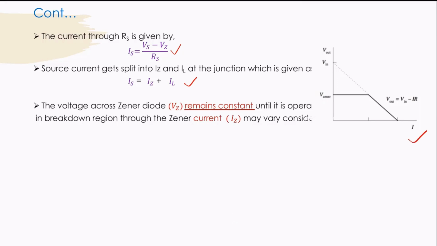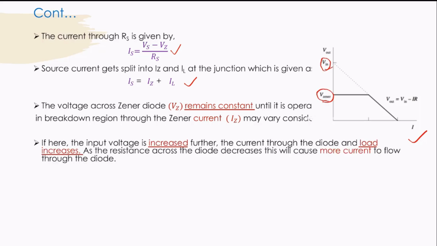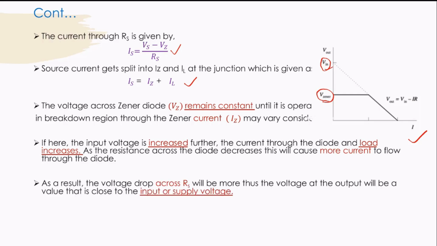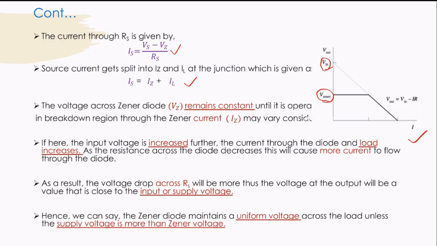Now if you see here, this is the VI characteristics of the Zener diode, in which this is the Zener voltage and this is the applied input voltage. If the input voltage is increased further, the current through the diode and the load increases. As the resistance across the diode decreases, more current flows through the diode. As a result, the voltage drop across Rs will be more, thus the output voltage will be close to the input or supply voltage. Hence, we can say that the Zener diode maintains a uniform voltage across the load unless the supply voltage is more than the Zener voltage. Here we can observe the output voltage Vout to be equal to Vin minus IR.